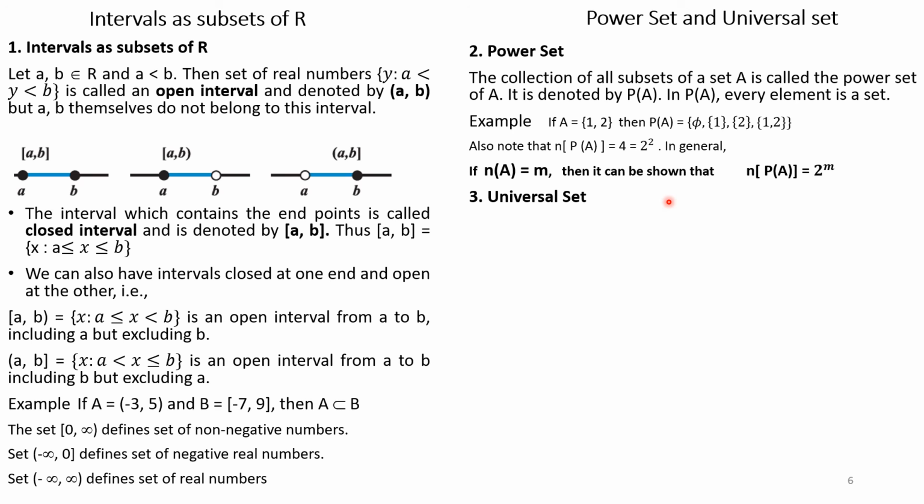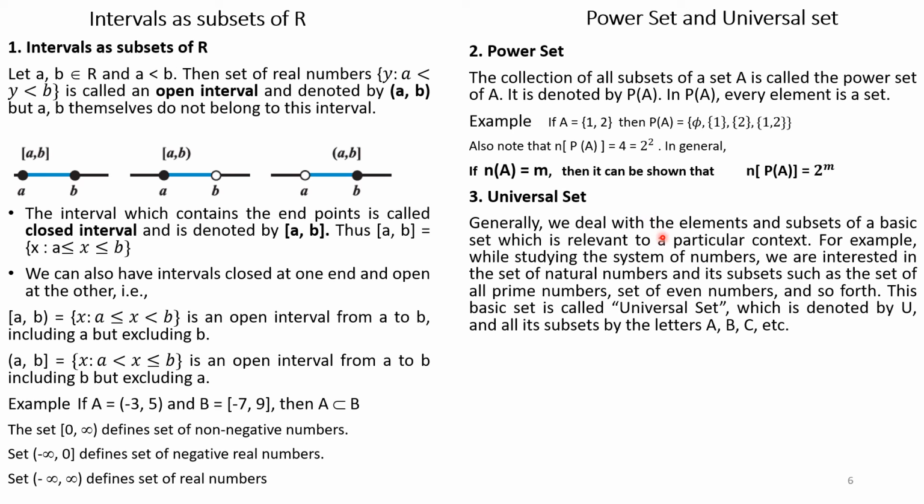Next is the universal set. Generally, we deal with the elements and subsets of a basic set which is relevant to a particular context. For example, while studying the system of numbers, we are interested in the set of natural numbers and its subsets, such as the set of all prime numbers, the set of even numbers, and so forth. This basic set is called the universal set, which is denoted by capital U. Please don't confuse it with another symbol you are going to study, union. Union is also similar to U, but it is a cup. That sign resembles it, but it is called cup, whereas the universal set is capital U, and all its subsets are denoted by letters A, B, C, etc.